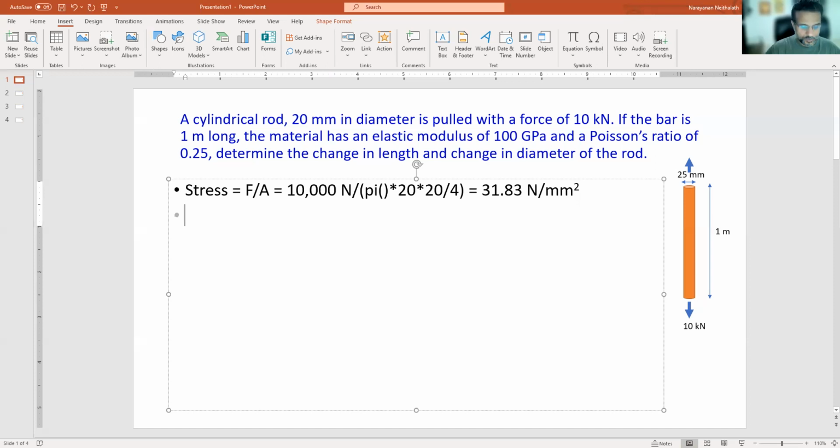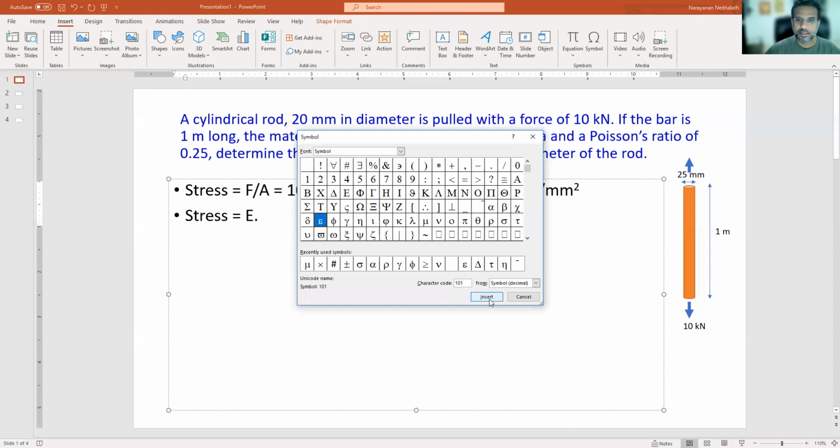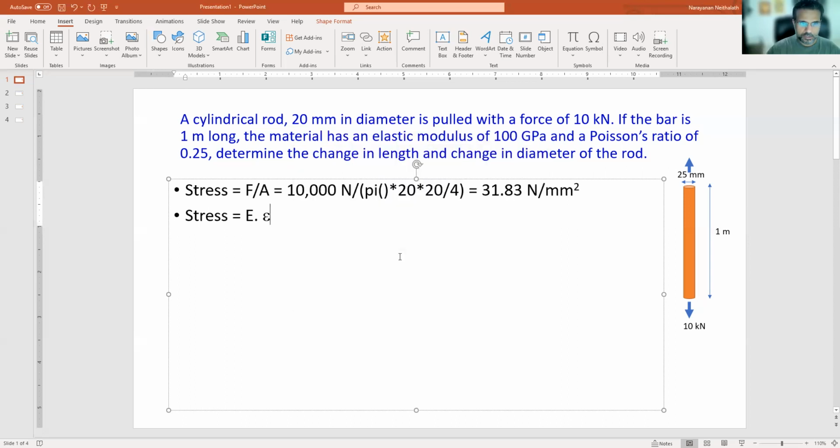Now, you know the stress. What you also know is stress is equal to elastic modulus times the longitudinal strain, right? I'm going to use a symbol here for strain. So stress is equal to elastic modulus times longitudinal strain. Elastic modulus is known, 100 gigapascal. Therefore, you can find longitudinal strain is equal to stress divided by elastic modulus.